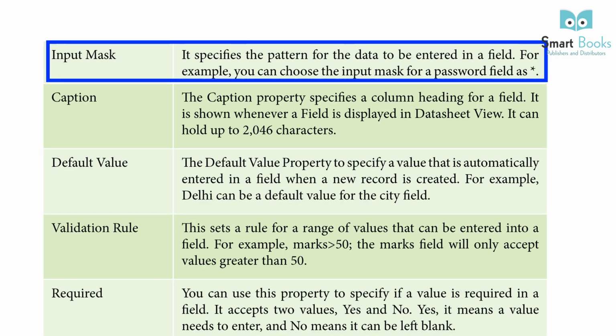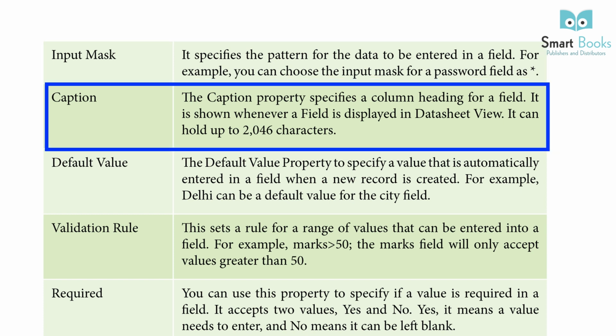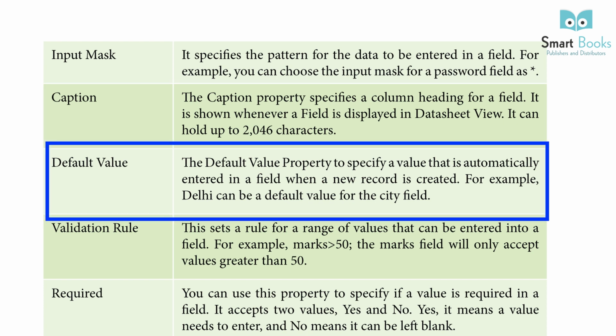Input Mask: it specifies the pattern for the data to be entered in a field. For example, you can choose the input mask for a password field as star. Caption: the Caption property specifies a column heading for a field. It is shown whenever a field is displayed in Datasheet view. It can hold up to 2046 characters. Default Value: the Default Value property specifies a value that is automatically entered in a field when a new record is created. For example, Delhi can be the default value of the City field.